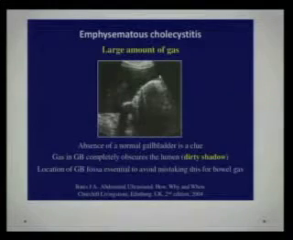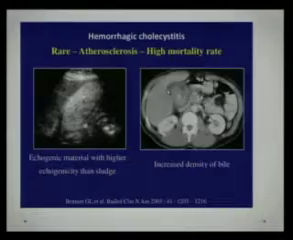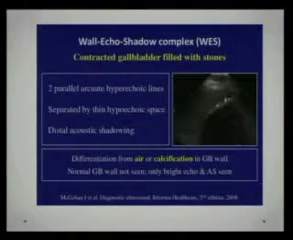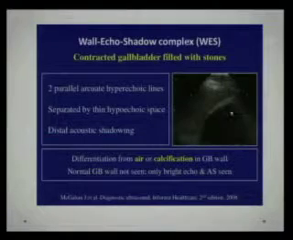There is no wall, there's no echo. All there is, is echo and dirty shadowing. There will be no visualization of the anterior wall of the gallbladder if the patient has emphysematous cholecystitis, as opposed to patients who have a gallbladder packed with stones. So over here, all you see is echoes with dirty shadowing. Here you see anterior wall stones with clean shadowing.